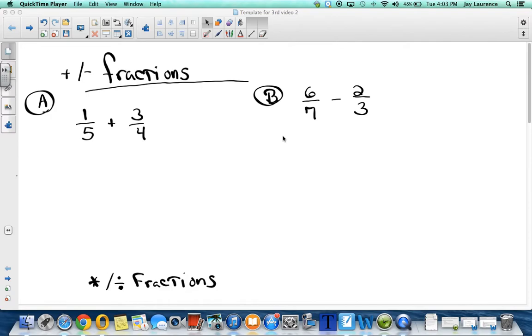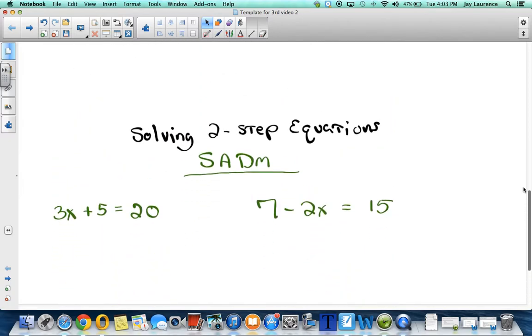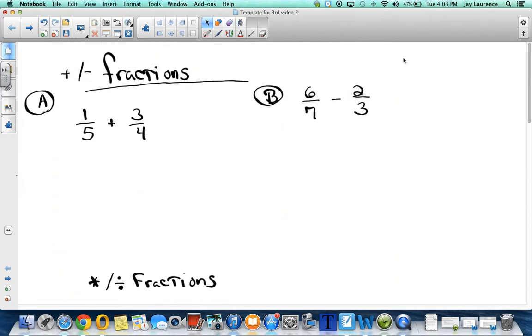Today we're going to talk about adding and subtracting fractions with unlike denominators. I think I stopped the last video with like denominators. And then we're going to multiply and divide fractions, which I think is easier. And then we'll also do some solving of two-step equations. And I will get to the graphing in tomorrow's video. Anyway, this is the video for August 20th.